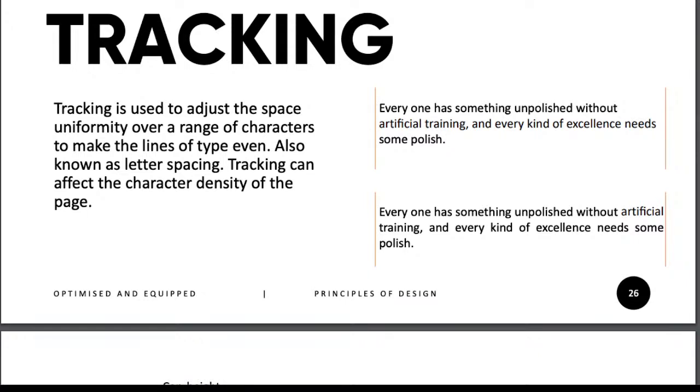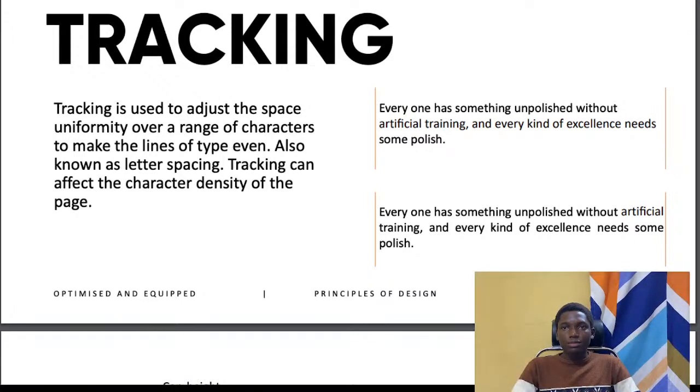So what this tracking means is that it deals with, when they say justification, the alignment, and you can give your tracking a full justification. You can make it centered, you can make it left aligned, you can make it right aligned depending on the alignment, but it is used to adjust the space uniformity over the range of characters. If you are using a full justification for your text, it will be like the second text, which in some way lacks the tracking.